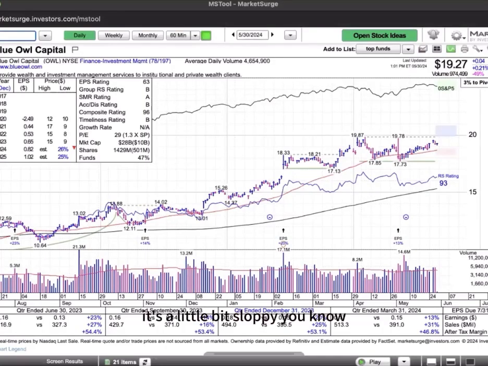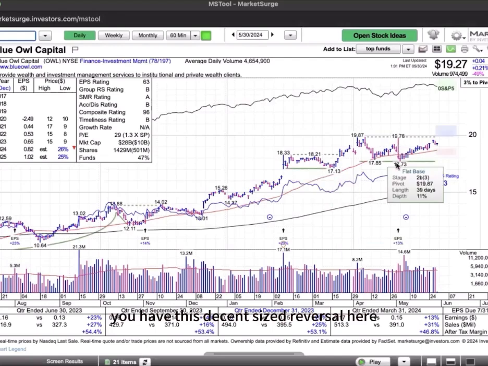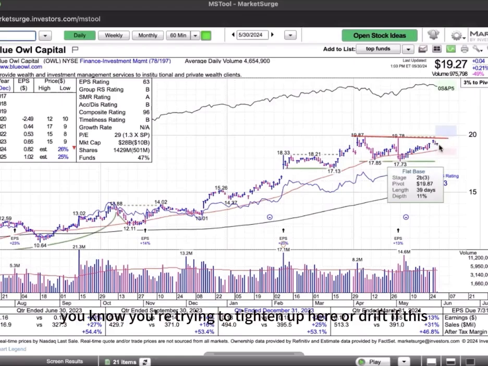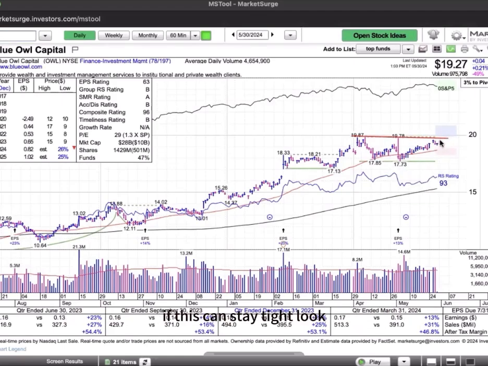It's a little bit sloppy. You have this decent sized reversal here. You're contending with both of these. I'd like to see this come back up to this level. You're trying to tighten up here or drift. If this can stay tight, look, could you try it? Yeah, it's also that finance group that's continuing to hold up well.